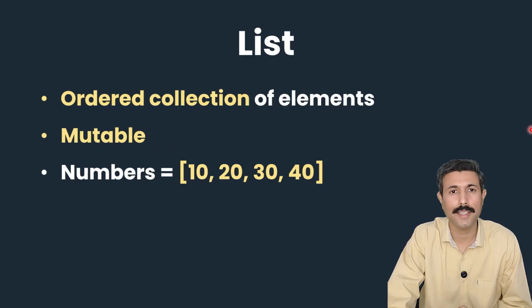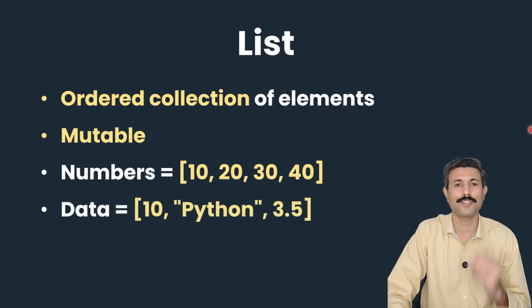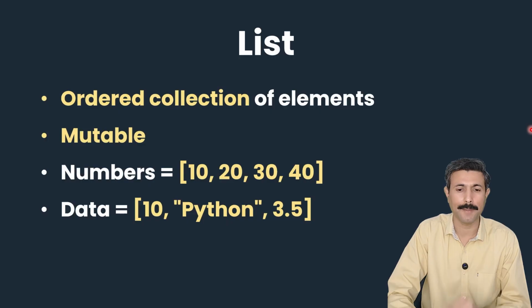Now another important thing is that a list can store integer, float, string and even mixed data. Here you can see integer, float and then string. So this is a mixture of data, and you can store this mixture of data in the list data type.